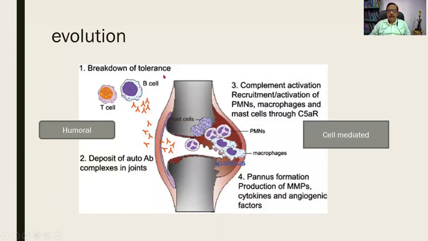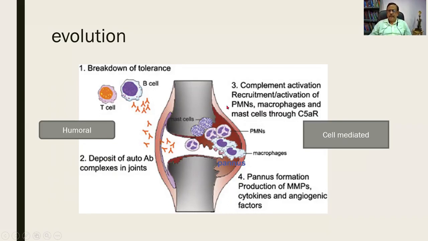How do they get evolved? There is a breakdown in the tolerance. If you go to the topic on autoimmune disorders, one of the theories will be a breakdown in the self-tolerance. The system does not tolerate our own cells. These are the B cells which produce the antibodies. And you find that these are the antibodies and they go and combine with the tissue and get deposited. Deposition of the antigen antibody complexes in the joints. So this is a humoral mechanism.